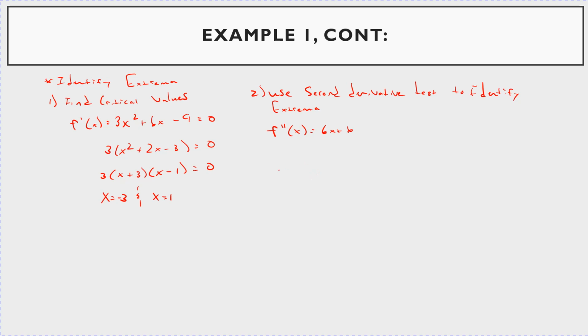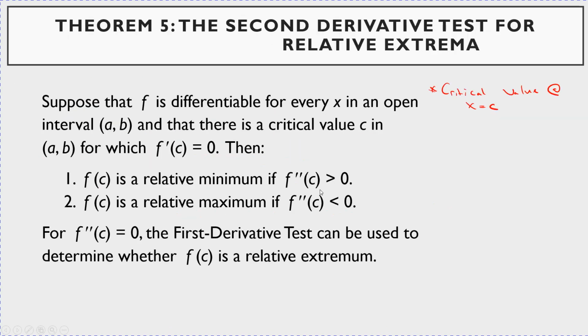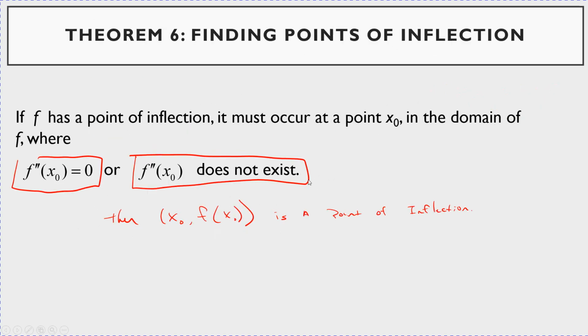Well, here's what you can do. You're going to take these critical values and plug them right into the second derivative. So f double prime of 1, when you plug that in, you get 6 times 1 plus 6. What is that? That's 12. That's greater than 0. So now look, if the sign of the second derivative at the critical value is positive, you have a relative min.